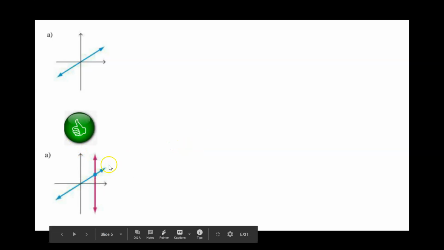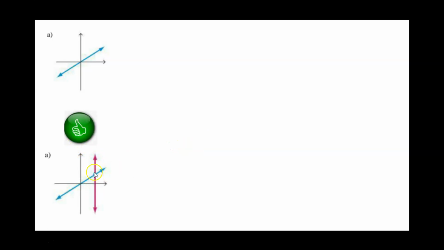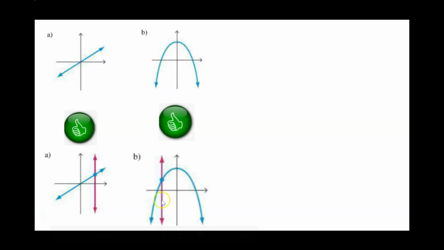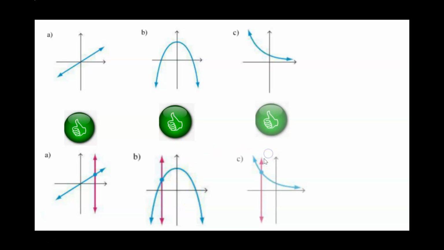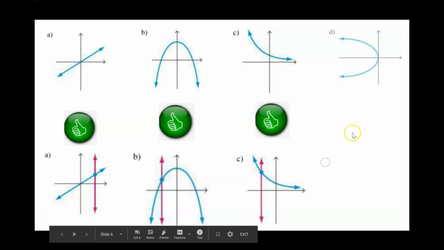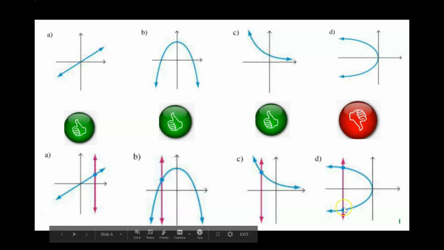So just to recap, here's my line. Hits it one time, it's a function. Graph hits it one time, it's a function. Even if I drew it over here, it still hits it one time. It's a function. I drew it over here, function. However, for this one, 1, 2. Two or more, not a function.